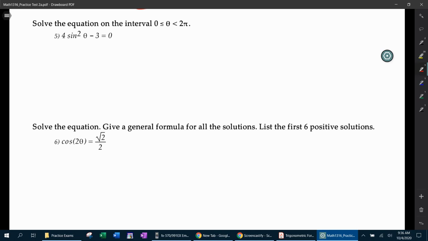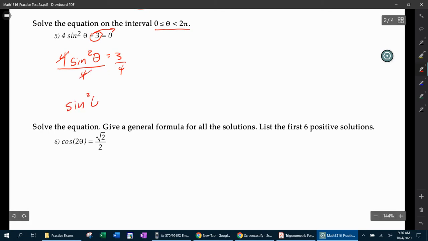Number 5. Solve the equation on the interval from 0 to 2 pi. First step is to move the minus 3 over. So that's going to be 4 sine squared theta equals positive 3. And then get rid of the coefficient. Divide both sides by 4. Gives me sine squared theta equals 3/4.